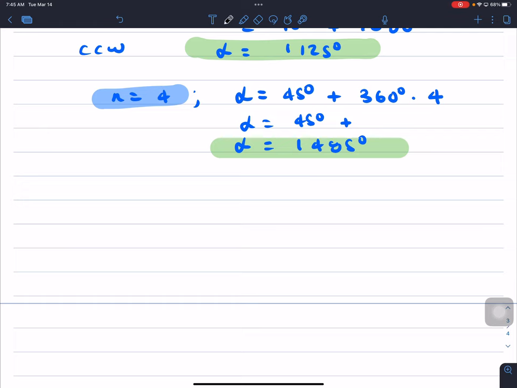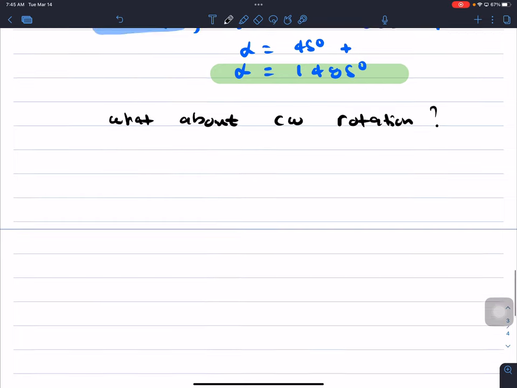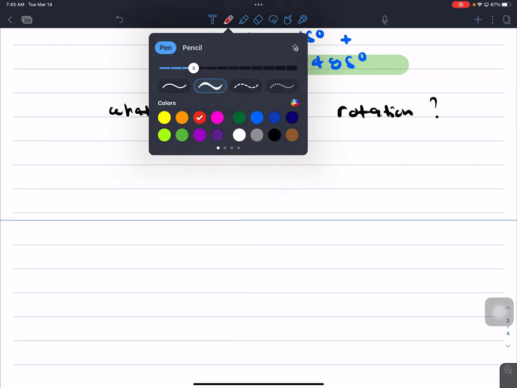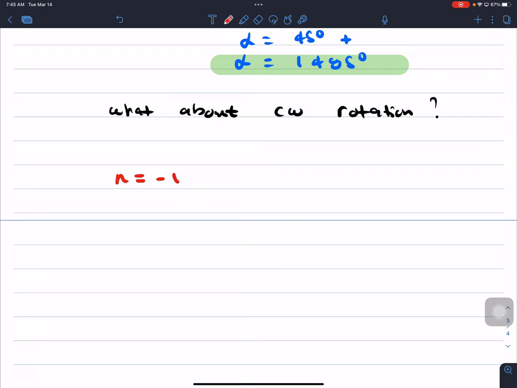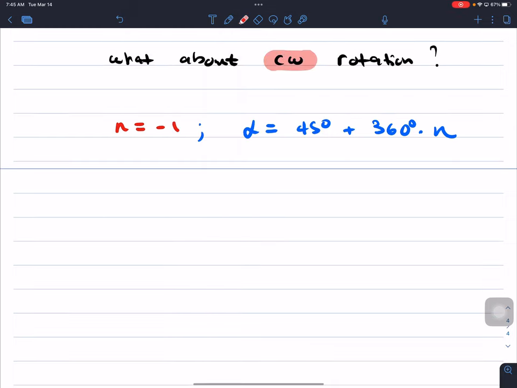So what about clockwise rotation? What's going to happen now for clockwise rotation? Well, I'm going to say n is now negative 1. What was your formula? Alpha is 45 degrees plus 360 degrees times n. So with a clockwise rotation, replace my n with negative 1. And what does that give you? That says alpha will be 45 plus 360 degrees times negative 1.